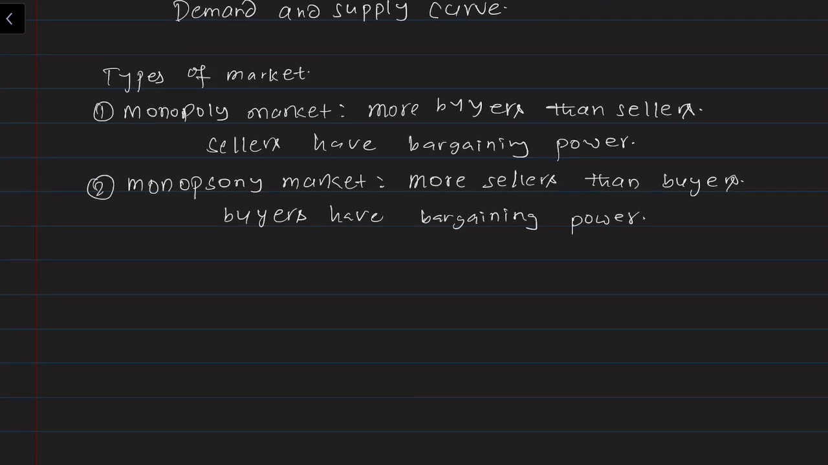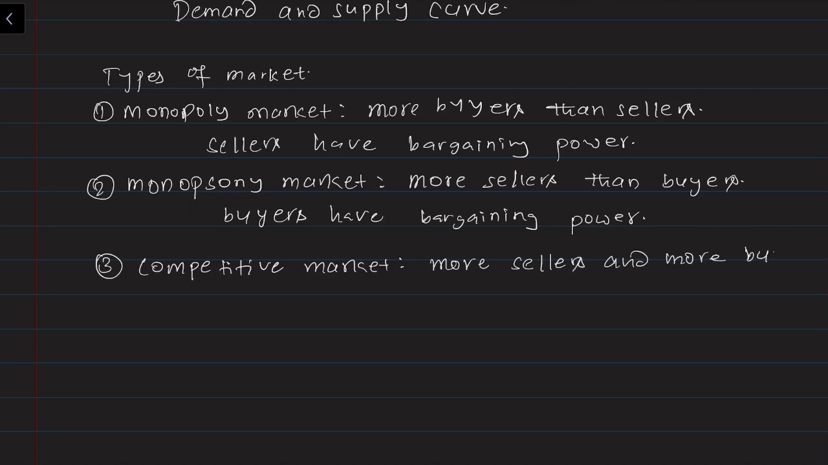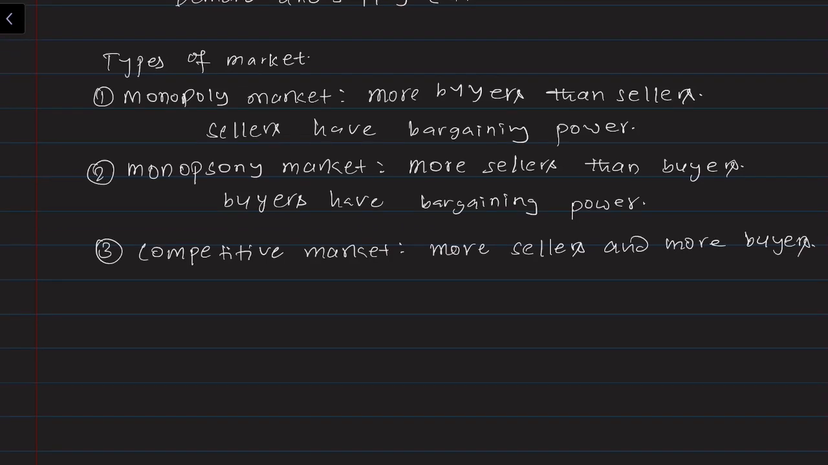And third type of market is competitive market. In this market there are more sellers and more buyers. So in competitive market, neither buyers nor sellers have bargaining power. Buyers usually take the price as decided by the sellers.